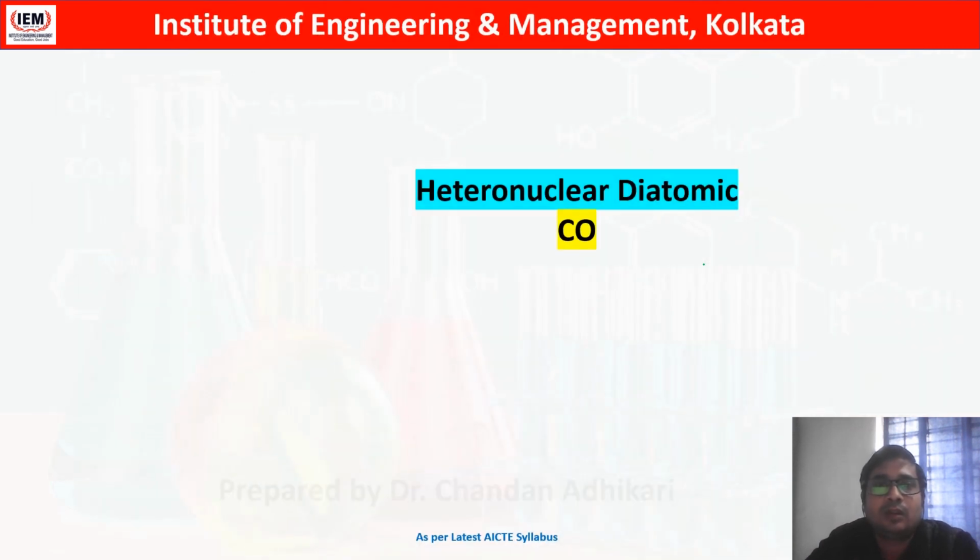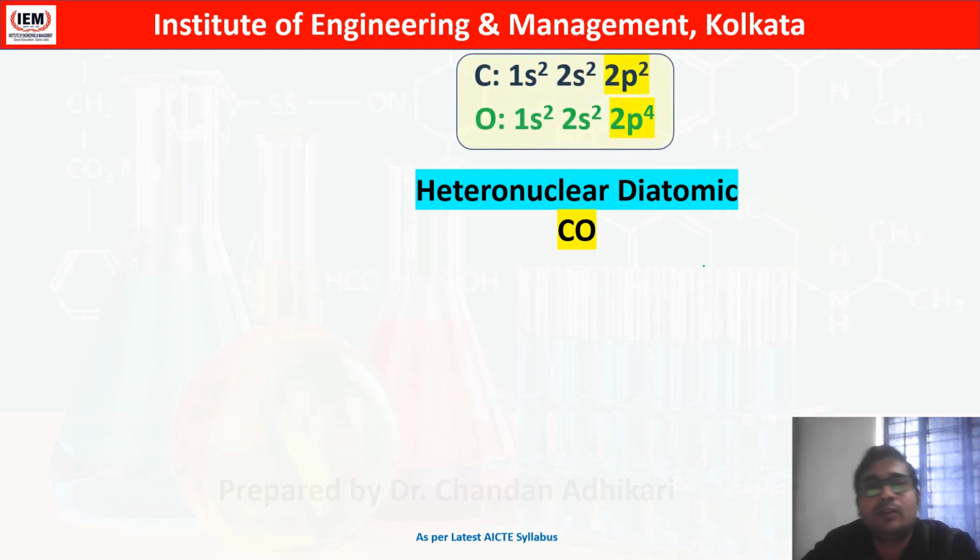Now we will discuss a few heteronuclear diatomics. As I told you, this was all homonuclear. Now heteronuclear. One of the best examples of a heteronuclear diatomic molecule is carbon monoxide. At first you need to understand the electronic configuration. If you want to construct the MO diagram for any molecule, the first rule is that you need to completely understand the electronic configuration of that atom, otherwise you will not be able to construct it.